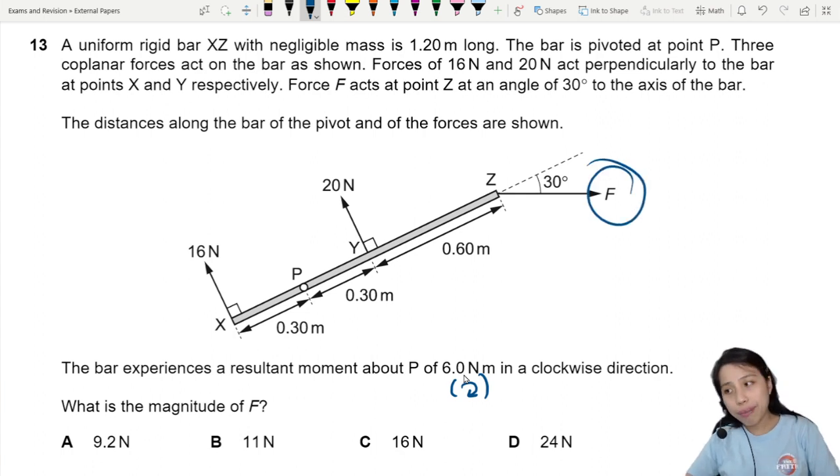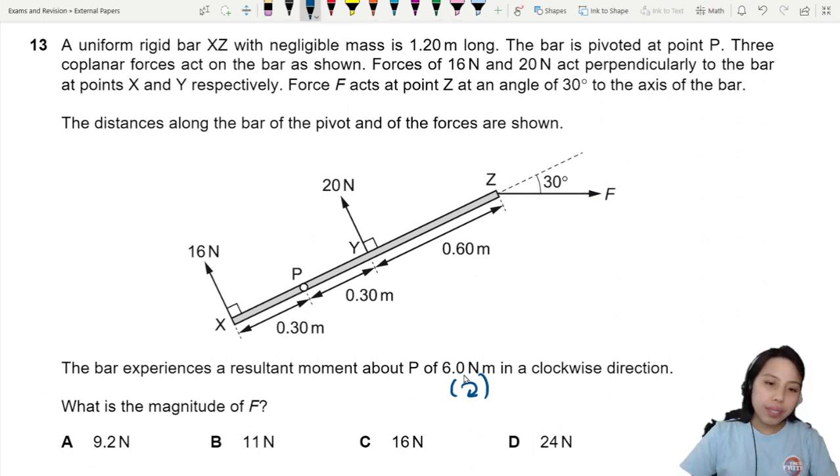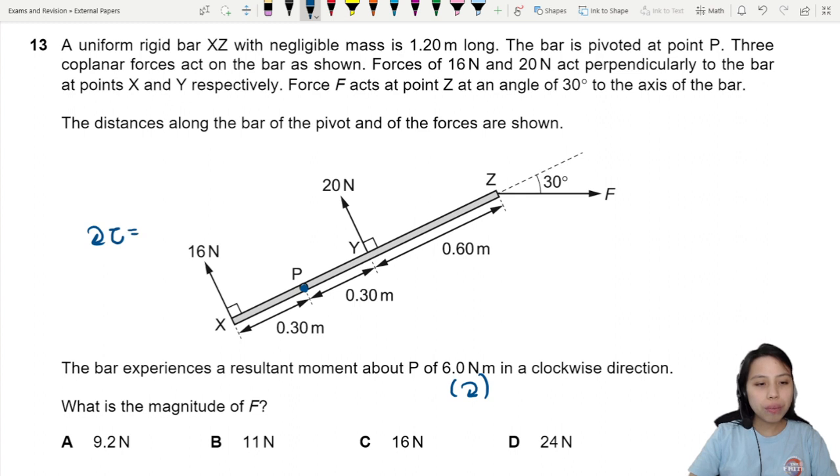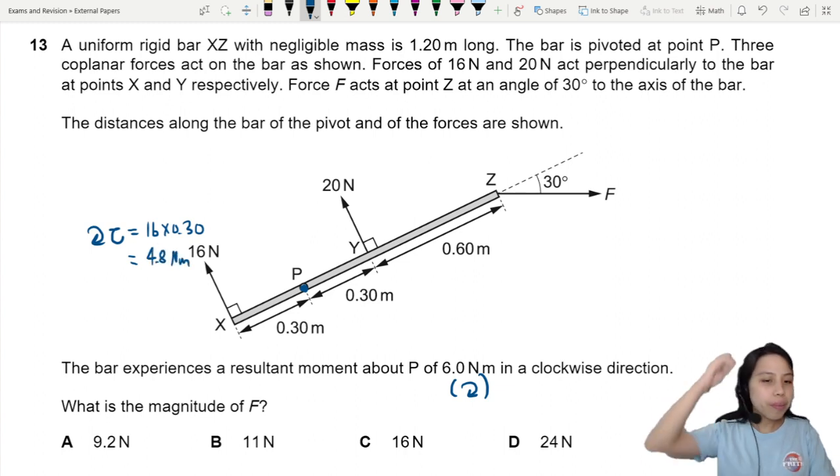But they ask us what's the magnitude of F. So let's look at, firstly, there's a pivot right here. What is the moment due to each of the force that we already know? The first one is 16 Newton. 16 Newton is going to pull this bar this way, right? It's going to cause a clockwise rotation. So I'll put a note here that this is clockwise moment or clockwise torque, which will be force times distance. So 16 times 0.3. Let's find the value. That will be 4.8 Newton meter.